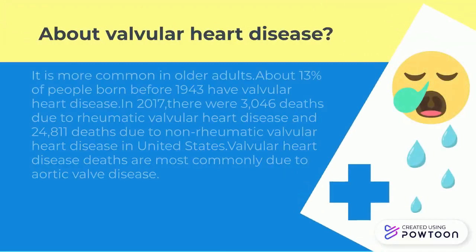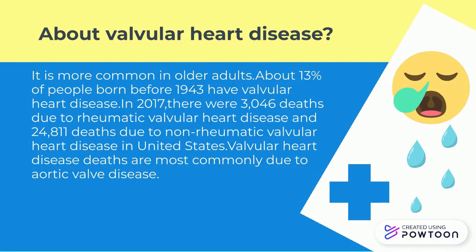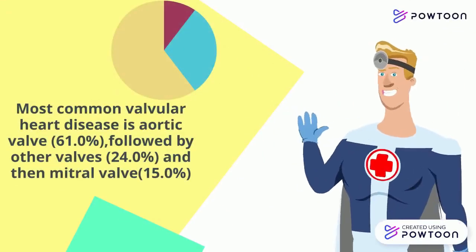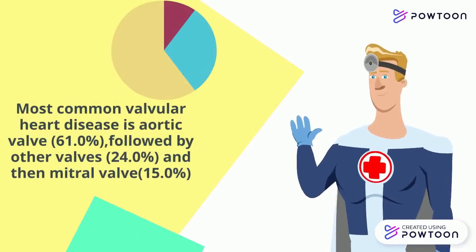Valvular heart disease is more common in older adults. About 13% of people born before 1943 have valvular heart disease. In 2017, there were 3,046 deaths due to rheumatic valvular heart disease and 24,811 deaths due to non-rheumatic valvular heart disease in the United States. Valvular heart disease deaths are most commonly due to aortic valve disease. Deaths due to valvular heart disease are caused by different types of valve.